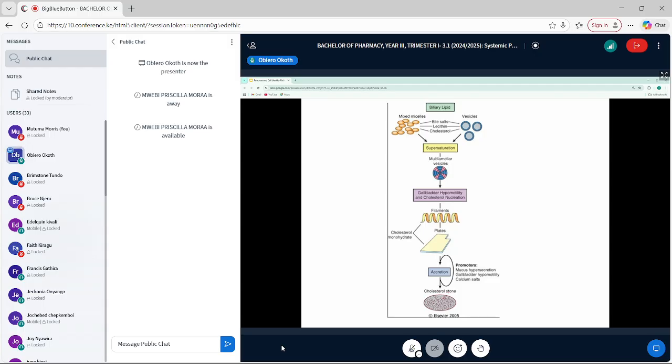Basically, it starts from you have an excess of cholesterol in the body. And then you have a nucleation with formation of a cholesterol monohydrate crystal. These crystals join together and then combine with the mucus hypersecretion and the gallbladder hypomotility, see how they look like.